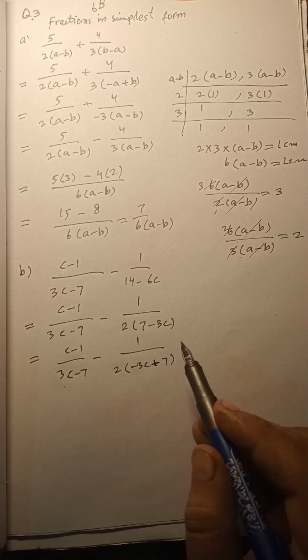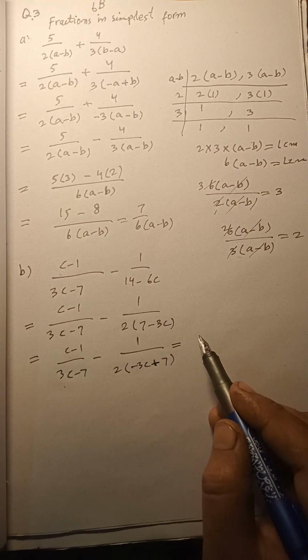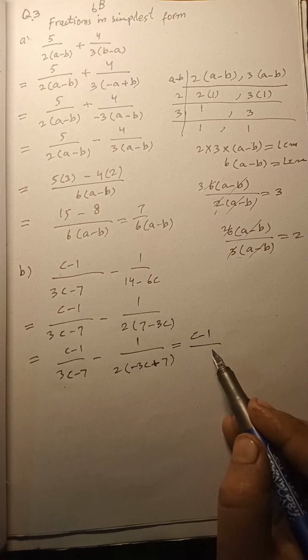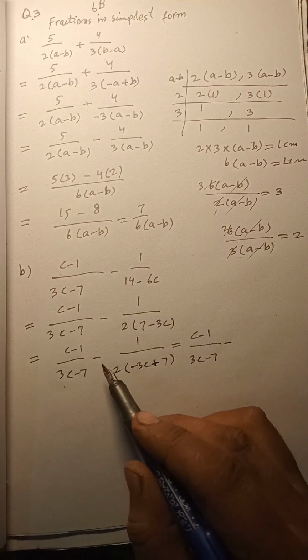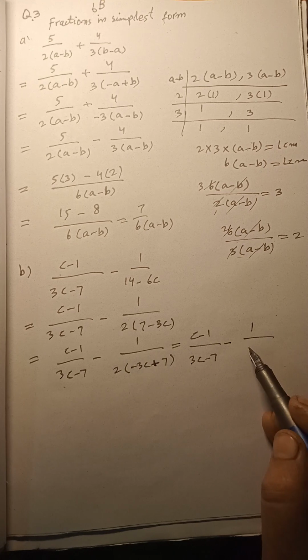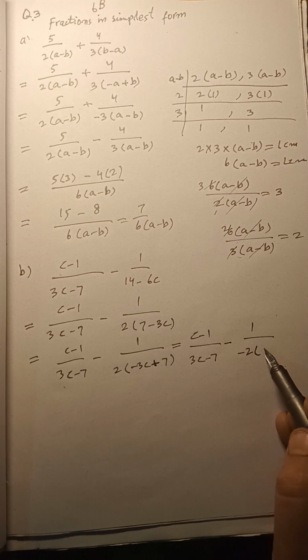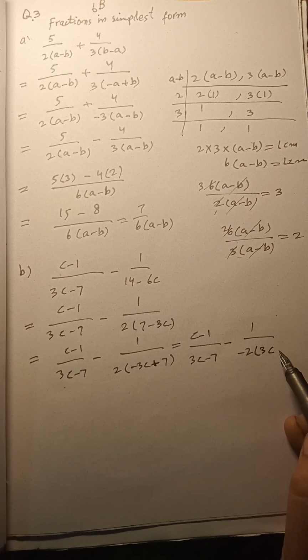And now (c minus 1) over (3c minus 7), and this minus sign here, 1 over minus 2 into 3c, and this plus will become minus due to this minus sign outside the bracket.